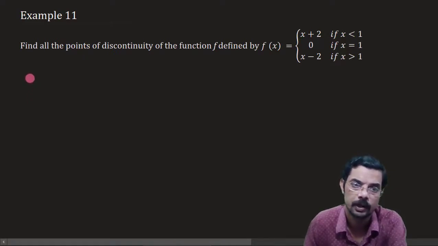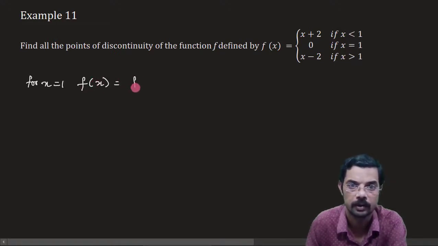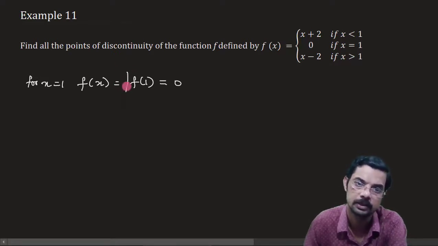So now for x equal to 1, what is f(x)? f(x) will be equal to f(1). Whether f(1) is defined or not? Yes, it is defined as 0. When you put x equal to 1, you get f(x) as 0. So f(1) is defined and is equal to 0.